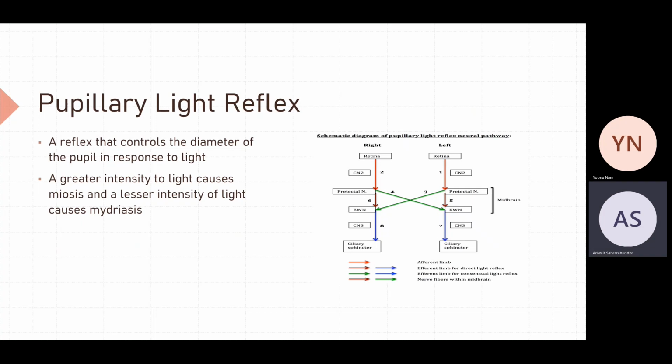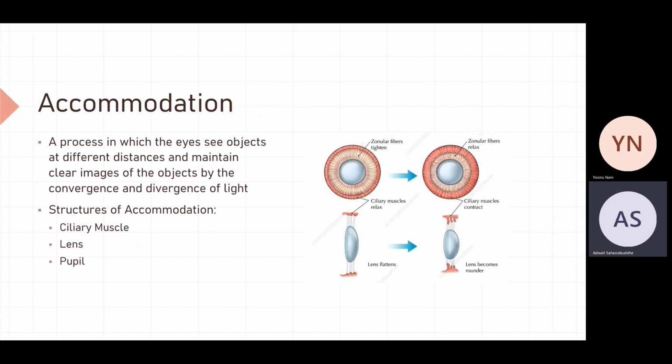Now these nerve fibers leave the ciliary ganglion to innervate the ciliary sphincter, and then this stimulation will either cause mydriasis or miosis. Okay, so that was the actual neuronal pathway. Now I'll move on to accommodation.